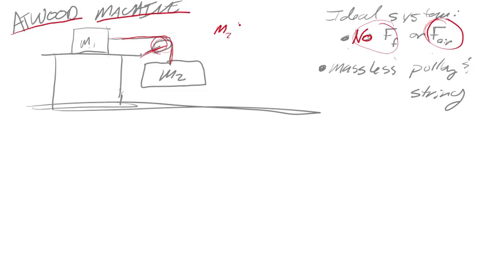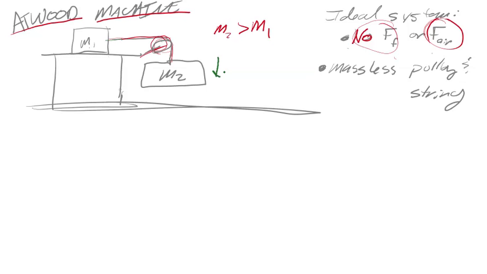Also, mass 2, in this case, is much more massive than mass 1. So let's analyze this. Hopefully you can see that this system, these two things together, we're going to first consider them as one, is accelerating. It's accelerating towards the floor. Now we're going to zoom back in and look at the objects.